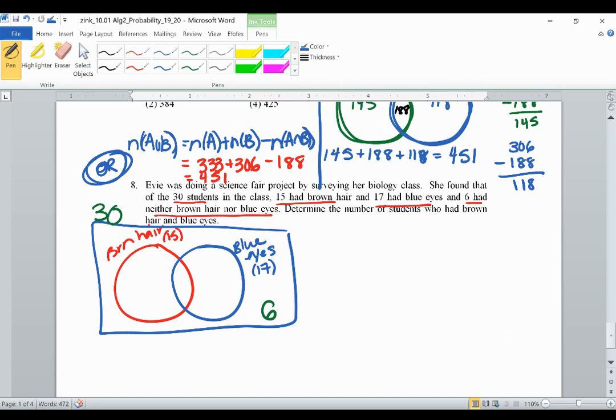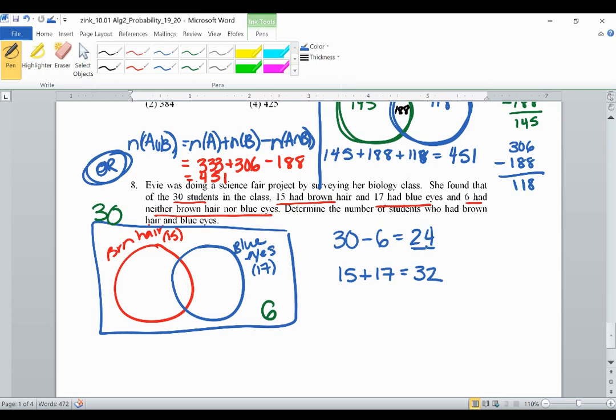All right, so maybe you're thinking, well, I know I have 30 students and 6 of them have neither. So that leaves me with 24 students that have to go between the blue circle and the red circle. Well, if I take the brown-haired students plus the blue-eyed students, that gives me 32 students total. I'm only allowed to have 24 because that's all I have left, because I know 6 don't have brown hair and they don't have blue eyes. So I have more than I actually have left.